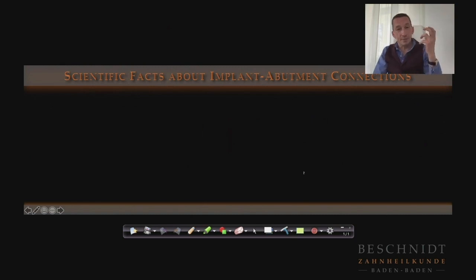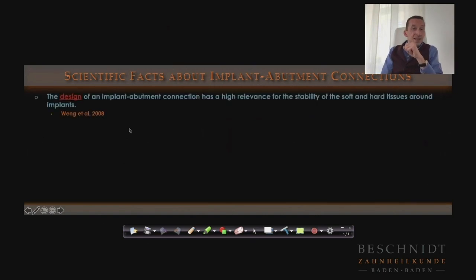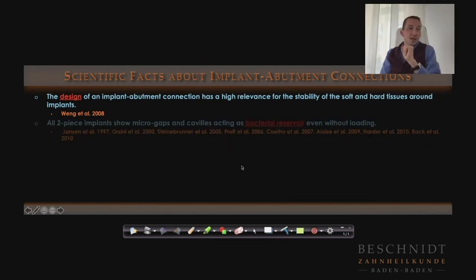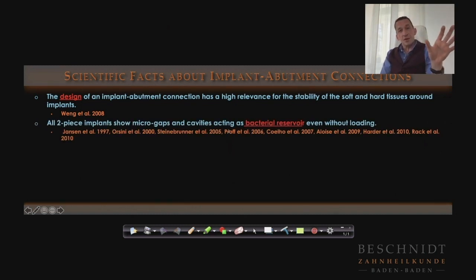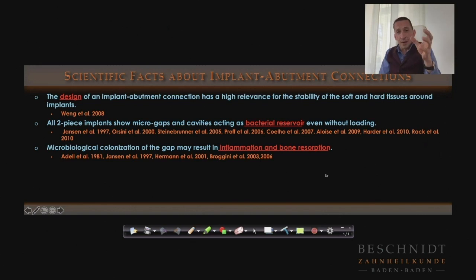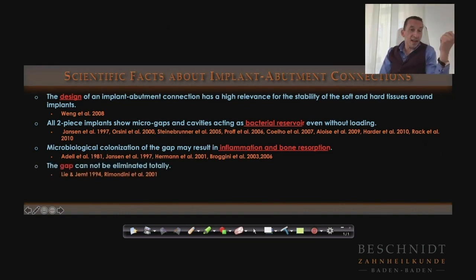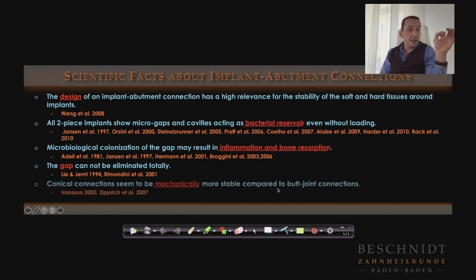So the scientific effects about implant abutment connections. The design of an implant abutment connection is of high relevance for the stability of soft and hard tissues. All two-piece implants show gaps, and those gaps serve as bacterial reservoir, especially when your implant shoulder is open to the oral cavity. The microbiological colonization of the gap may result in infection, and infection results in resorption. The gap cannot be eliminated totally. The conical connection seems to be mechanically more stable compared to the butt joint. And this is important. If you now place a very stable conical connection beyond bony level, it looks and serves like a one-piece implant.